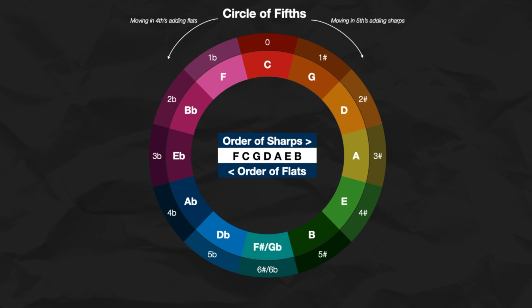Our order of flats is actually that sequence of notes, but backwards. B, E, A, D, G, C, F. Now, how do we use this?